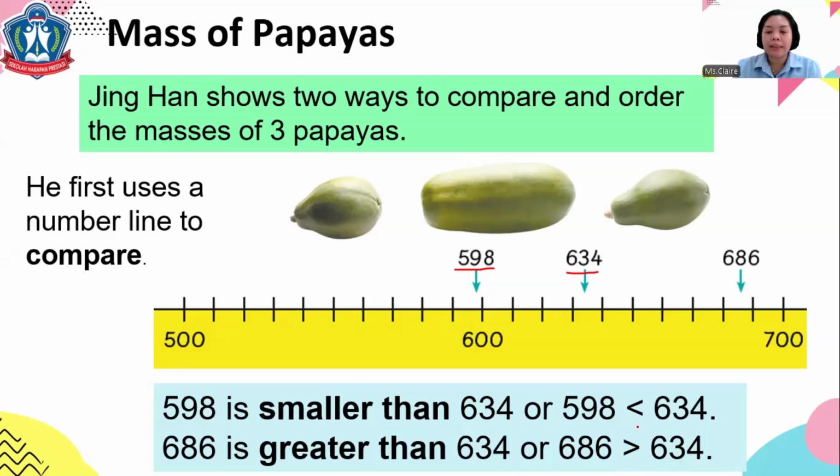We can write this with the smaller than symbol. In the number line, numbers on the left side are smaller numbers. So 598 is on the left side of 634, so it is smaller than or less than. Next, 686 is on the right side of the numbers, so 686 is greater than 634. This is the symbol of greater than. This is how to use a number line to compare numbers.